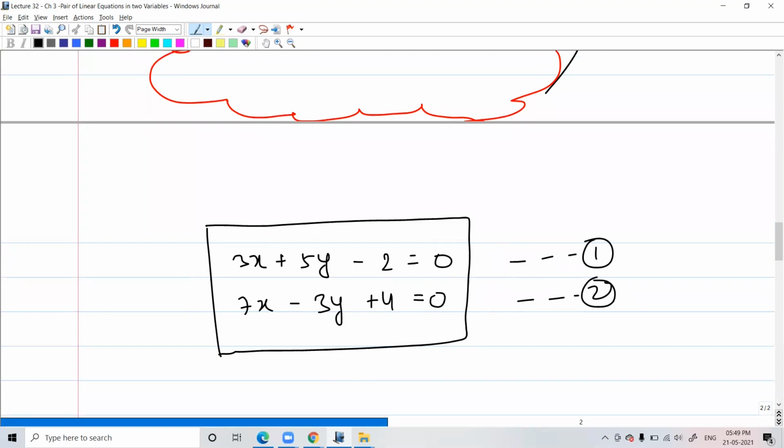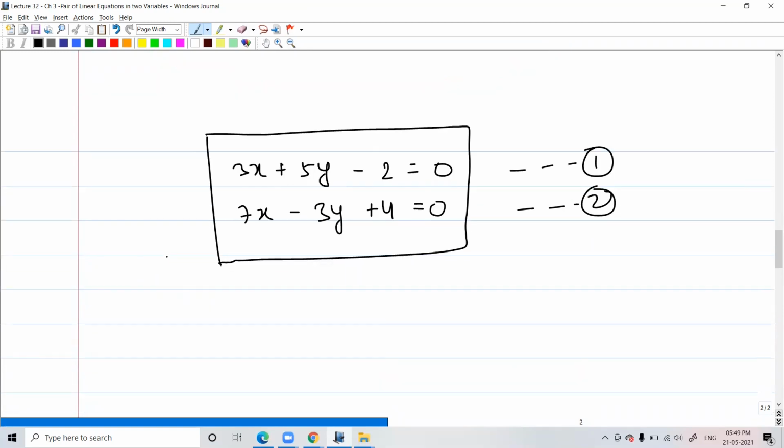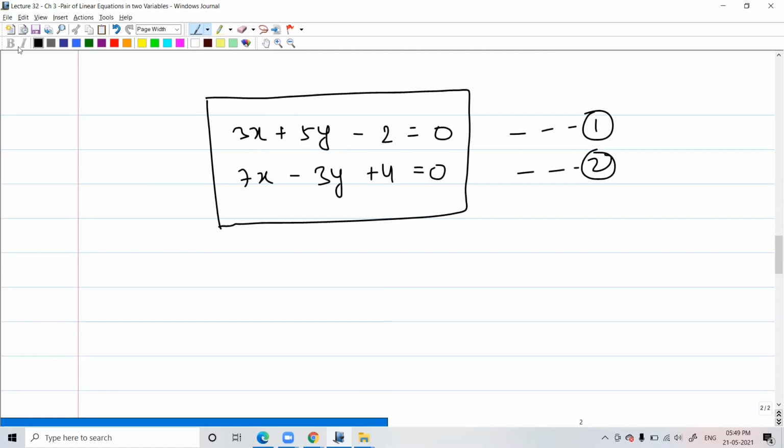Everyone understands what it is that we are going to learn in this chapter? We're going to learn pair of linear equations in two variables. And what are the topics which we are going to learn? Let me summarize all the topics which we are going to see. We are going to learn how to graphically represent all this.